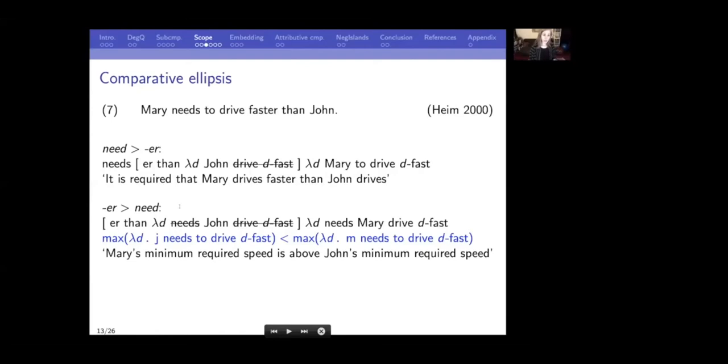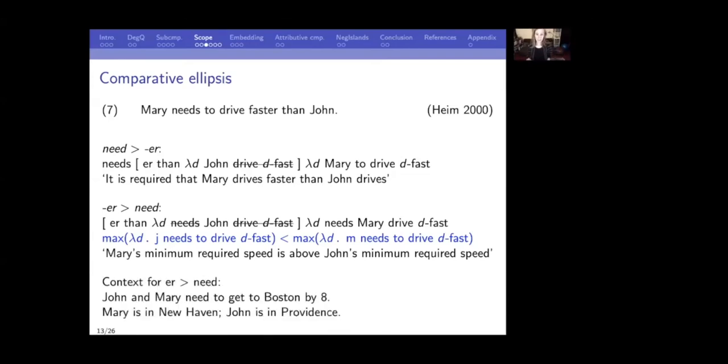The interesting scope configuration is where the comparative takes scope over need. On that configuration, the truth conditions that you get are: the degree to which Mary needs to drive D fast exceeds the degree to which John needs to drive D fast. And under certain assumptions that we don't have time to make explicit, this yields the truth conditions: Mary's minimum required speed is above John's minimum required speed.